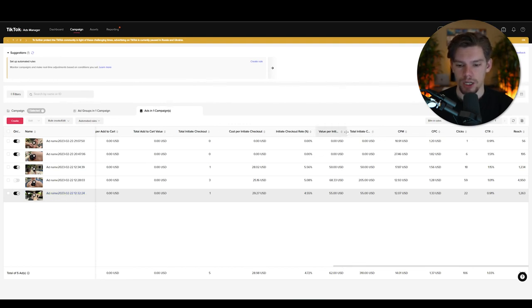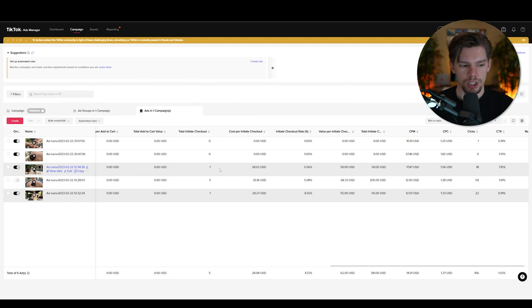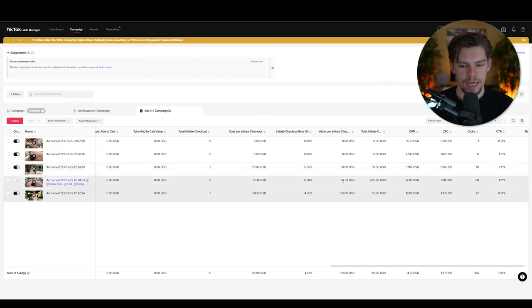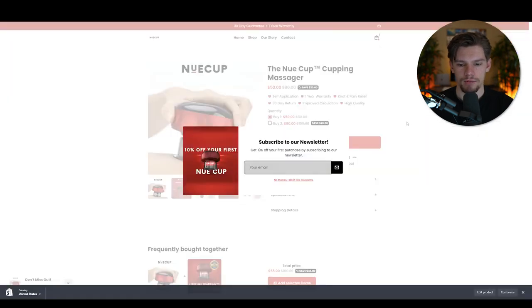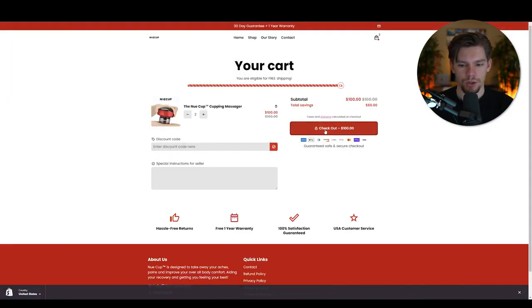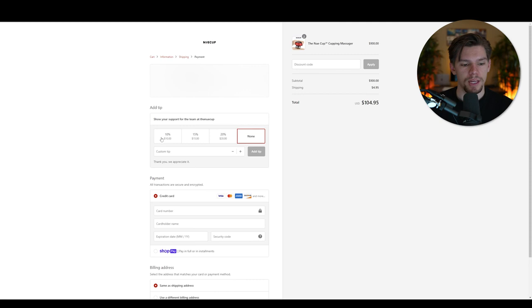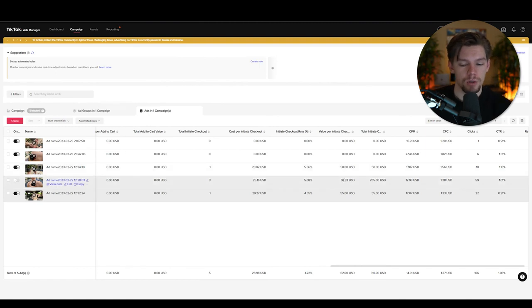Value per initiate checkout. Interesting. So it looks like we had initiate checkout here for $55, 68. I'm not sure how he got $68. He might have left a tip, because if you actually add to cart, you go to checkout. So if you go to the checkout page, you can see we have a 10, 15, 20% or a custom tip. Maybe he left a tip. That's how we got that number. That's a little bit interesting. So it looks like that guy was trying to check out with $68 in value.